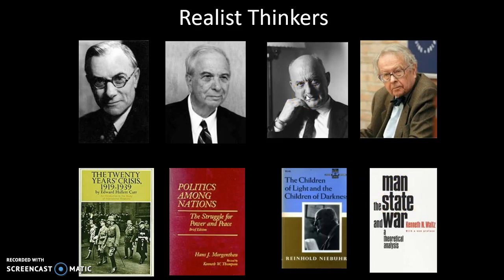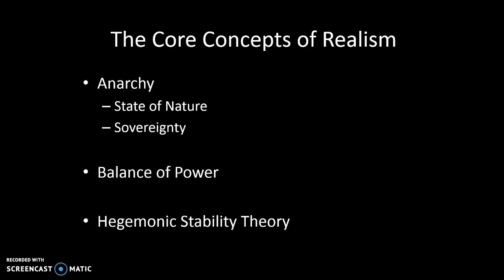Here we have Reinhold Niebuhr, where he's written The Children of Light and Darkness. We have Hans Morgenthau, who wrote Politics Among Nations, but I did suggest reading his other book, Scientific Man. It might be more interesting for you. And here we have E.H. Carr, who wrote The 20 Years' Crisis, and we reference these books in the slides.